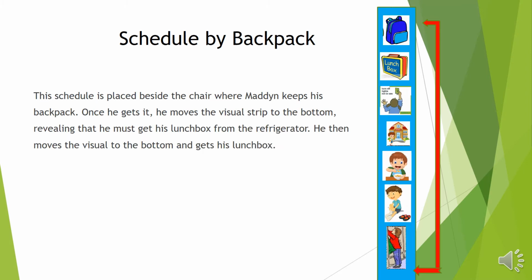This schedule is placed beside the chair where Madden keeps his backpack. Once he gets it, he moves the visual strip to the bottom, revealing that he must get his lunchbox from the refrigerator. He then moves the visual to the bottom, and gets his lunchbox.